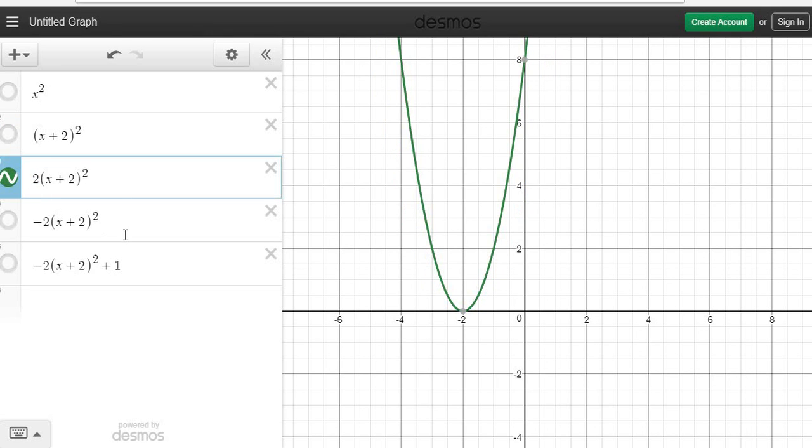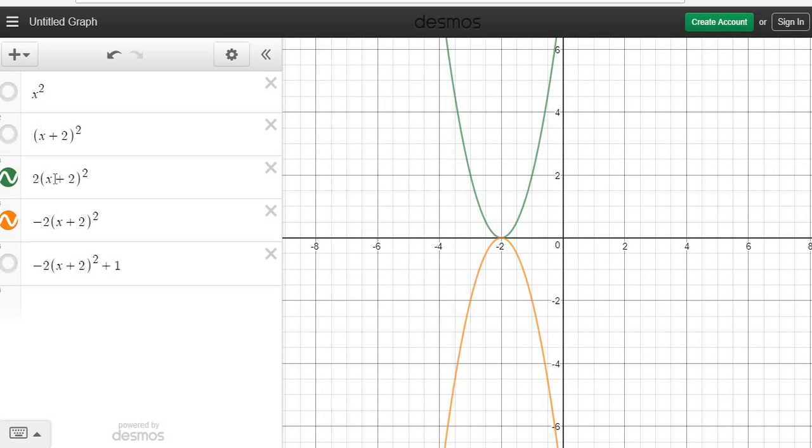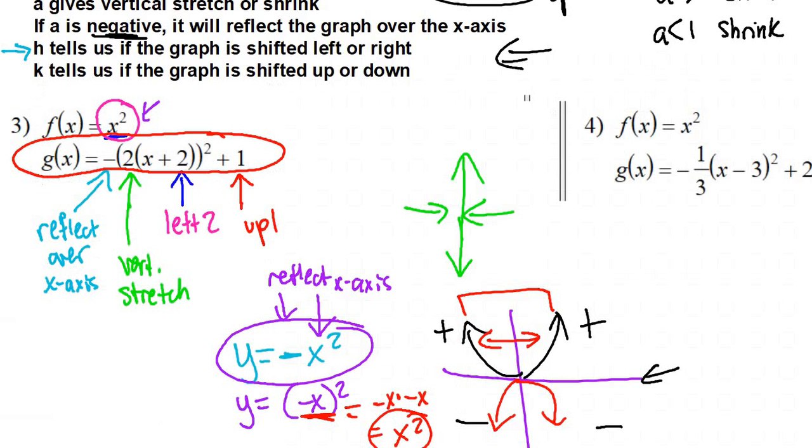Now for the next one that I'm about to turn on, the negative, we said, is supposed to reflect it over the x-axis. So let's see that. And you can see that orange one just got reflected. And then finally this plus 1 should take the orange one and bump it up 1. So let's see that, and there it is right there. You can see that it got moved up 1. So that's just a nice visual way to see how that works.